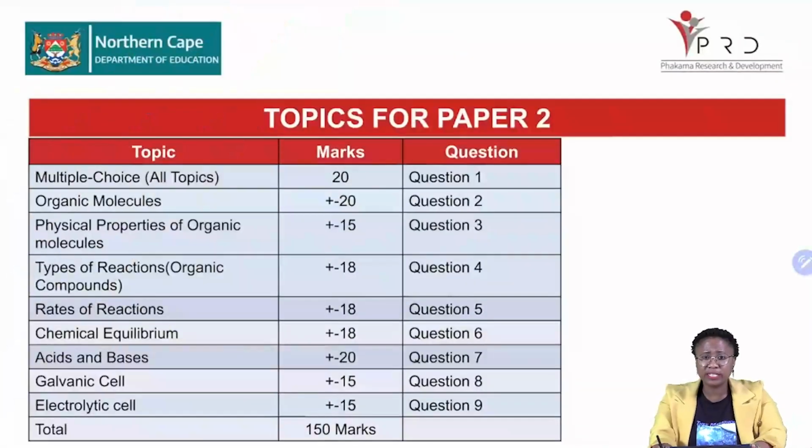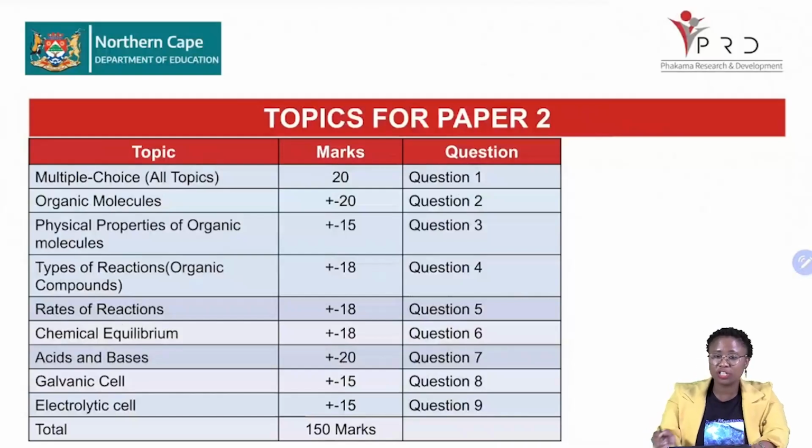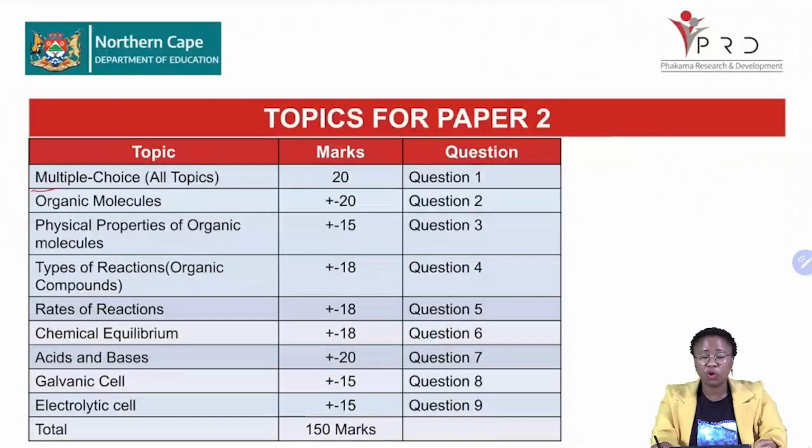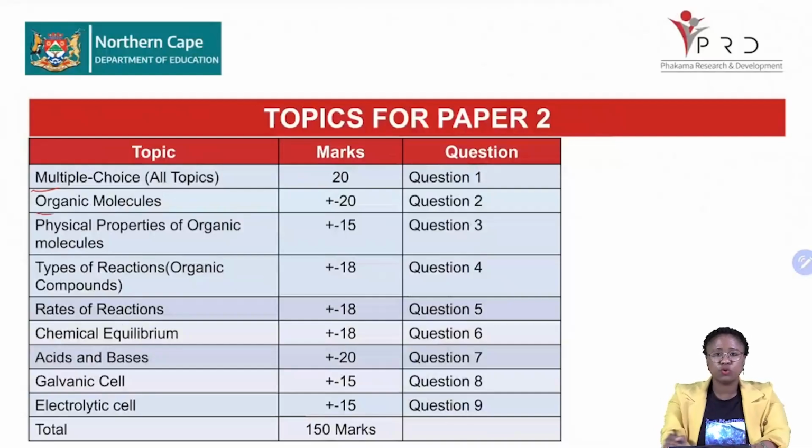Now that we have looked at the framework of the paper, the next thing is to look at what it is that I'm going to expect when I look at my question paper. The first thing that you're going to come across obviously will be the cover page, followed by your instructions. We'll talk more about the instructions in the next slide. But in terms of the structure of the question and the content, you'll be given multiple choice questions. Normally that is your question 1.